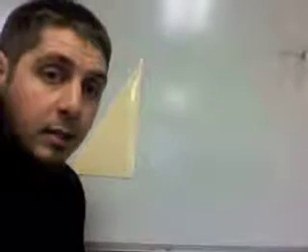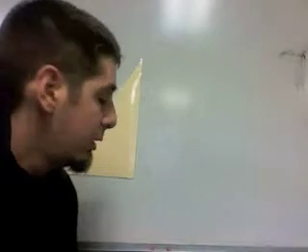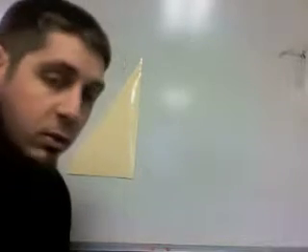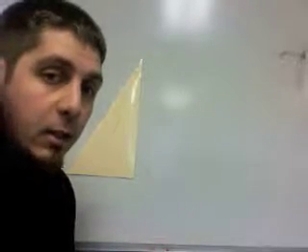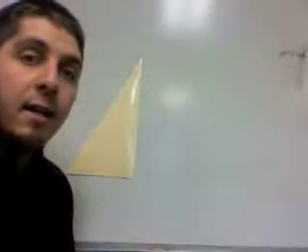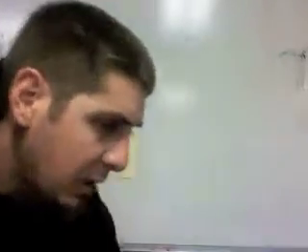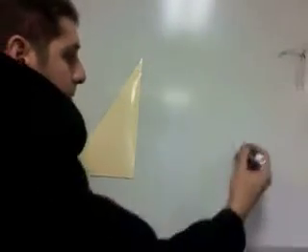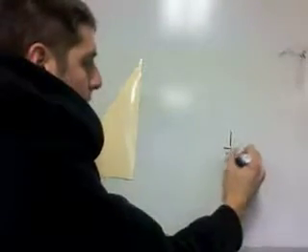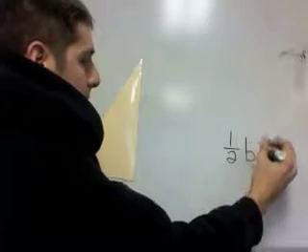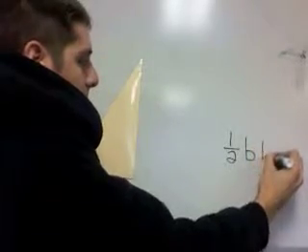I'm Mr. Kangas, and today we're going to take a look at Chapter 10, Section 6, Area, and in particular today we're going to be taking a look at the area of a triangle. The area formula for a triangle is 1/2 times the base of the triangle times the height.